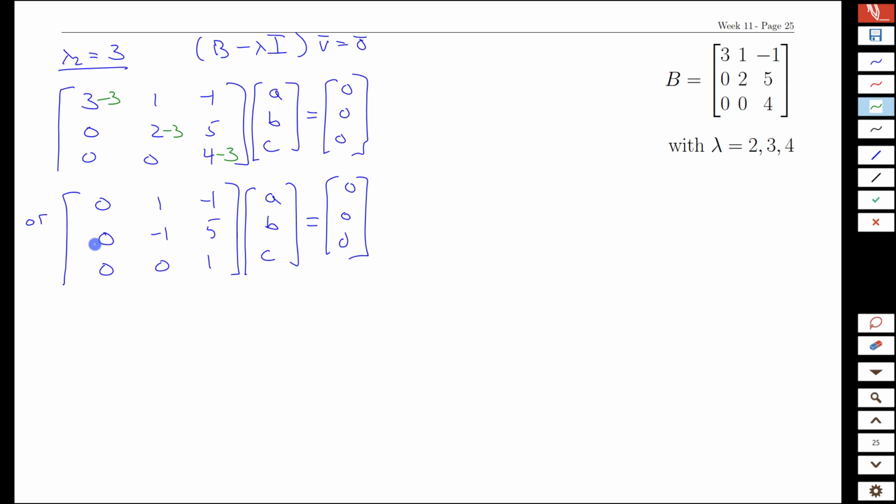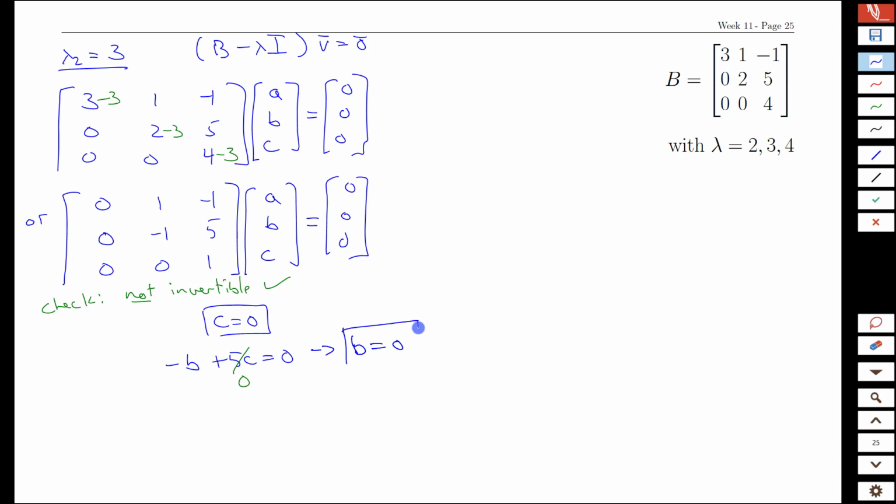And right away, we can see that this is not invertible. This column of zeros would give a determinant of 0. And again, we want that. That's our check. So working with this, how do we actually get the values out of this? Well, we have these two equations that could be canceled out. Let's start with the last one. The last one is c equals 0. And if c equals 0, we also have minus b plus 5c equals 0. Well, that's 0, so b has to be equal to 0.